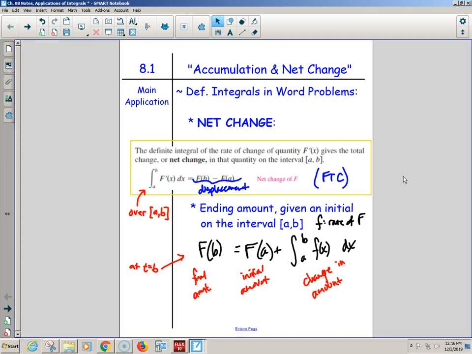No, all the volumes will be 8.3. Discs and washers, and what's new this chapter, shells. Perpendicular pair of shell, keep remembering that. And then section 8.4 will be arc length. That's new too.